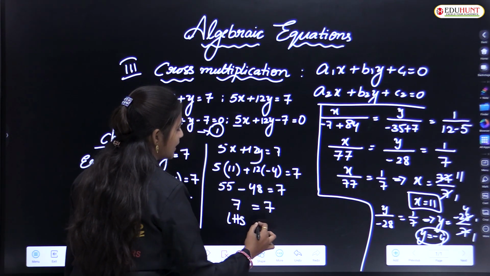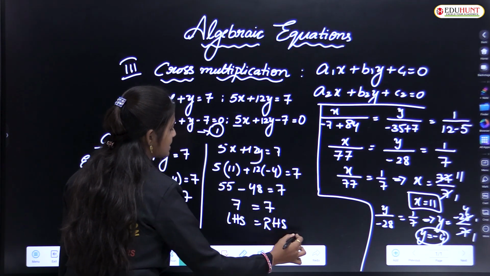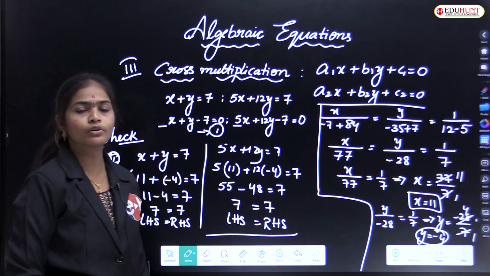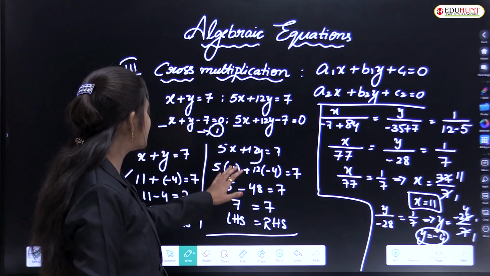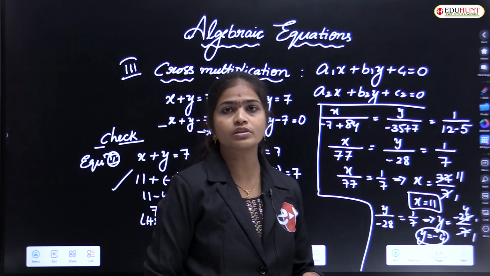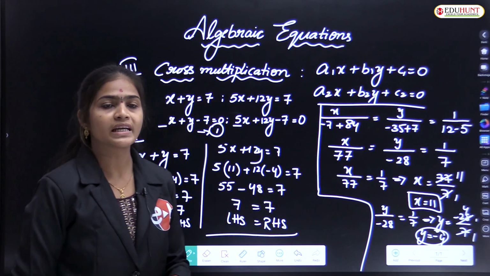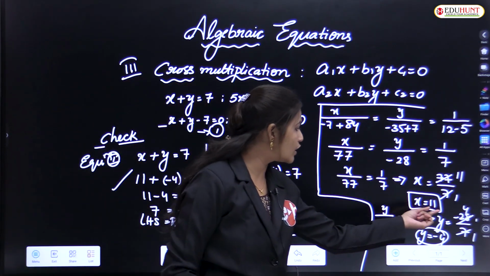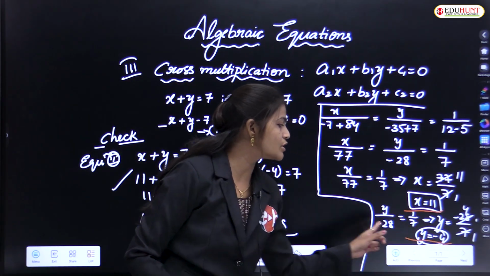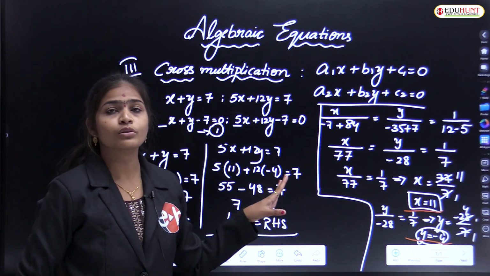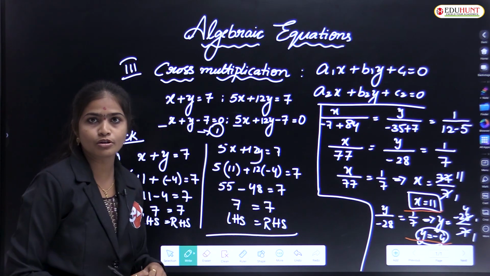So again we are getting that LHS is equal to RHS. So in this equation also it is satisfying, no? So we can say that the values we got, x is equal to 11 and y is equal to minus 4, those two values are correct values only.